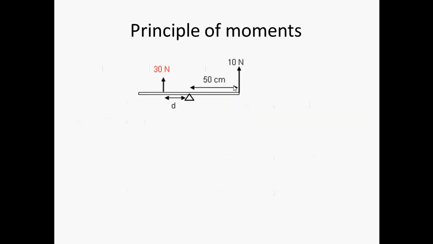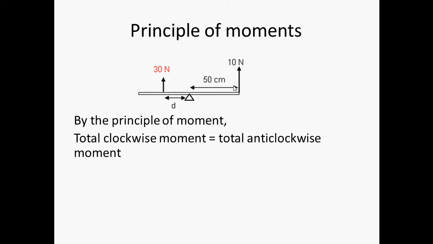So let us deal with principle of moments by doing a few examples. Now look at this question. If you are trying to solve any principle of moment question, you must write down the statement. You must write down: by the principle of moment, total clockwise moment equals total anti-clockwise moment. So this question is asking you to find the unknown D such that the beam is balanced. So how do you find it? The total clockwise moment will be what?